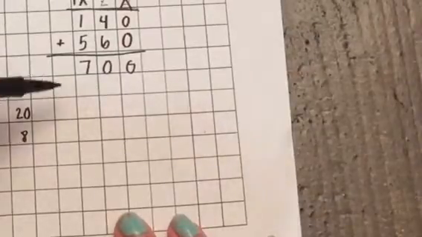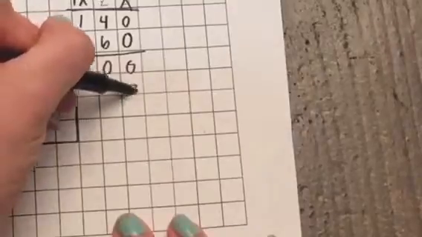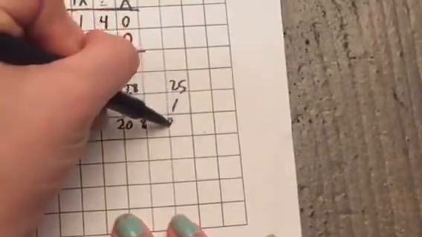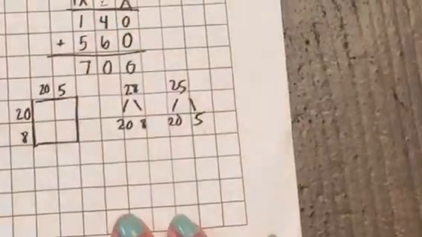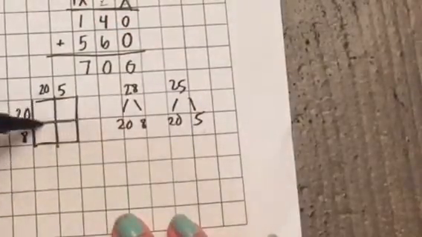Now, I'm going to do this last problem also as partial products, just so we can see that we get the same number. So I have 28. If I break it apart, I have 20 and 8. And I have 20 and 5. So I just broke the numbers 28 and 25 into place value. And that's what we do in partial products. You break it down by place value.